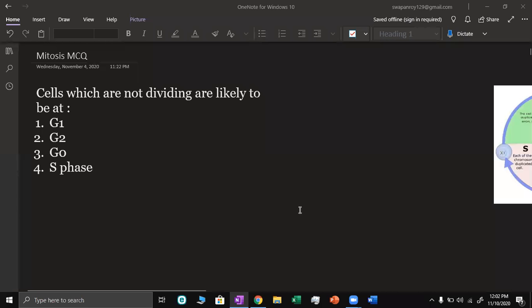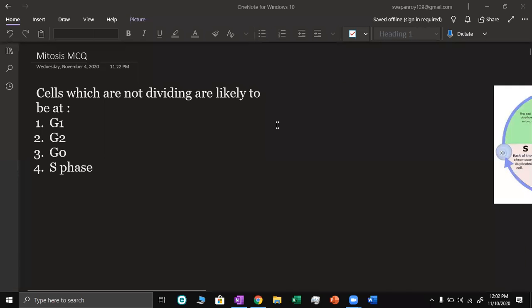About the mitosis cell division in brief. Today we will solve questions based on the mitotic cell division. Okay, we will discuss two questions today.